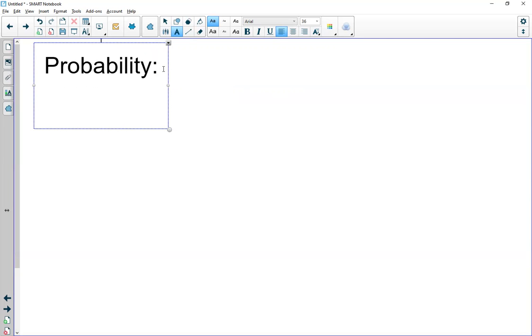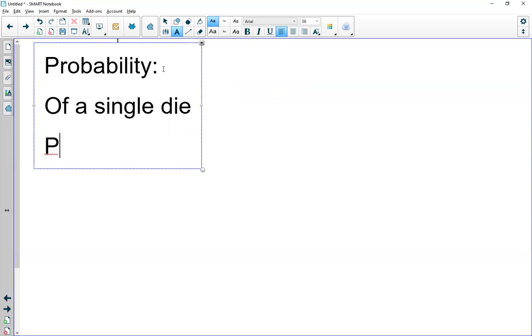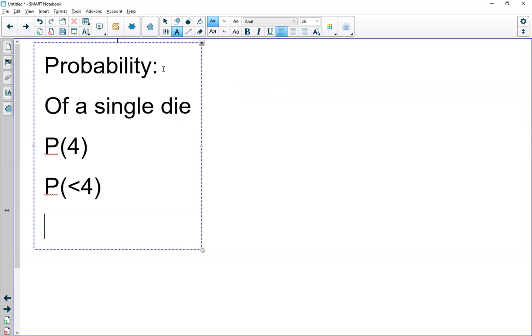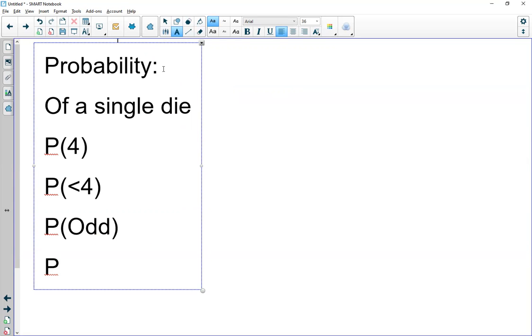Okay, probability 1, 2, 2 of a single die. Probability of getting a 4. Probability of getting less than 4. Probability of getting an odd. Probability of getting, I don't know, 7. Probability of getting, I already did odds, that's the same thing. Probability of getting something bigger than 0.